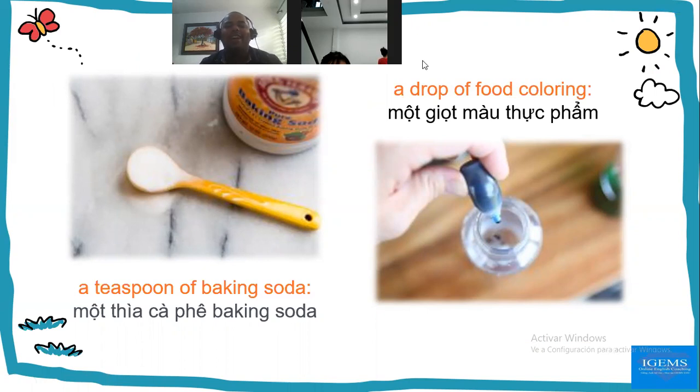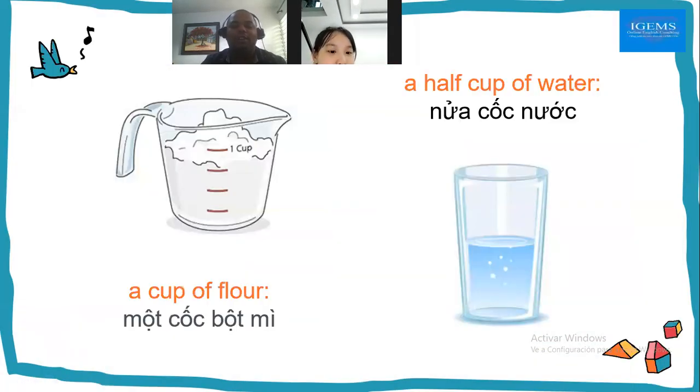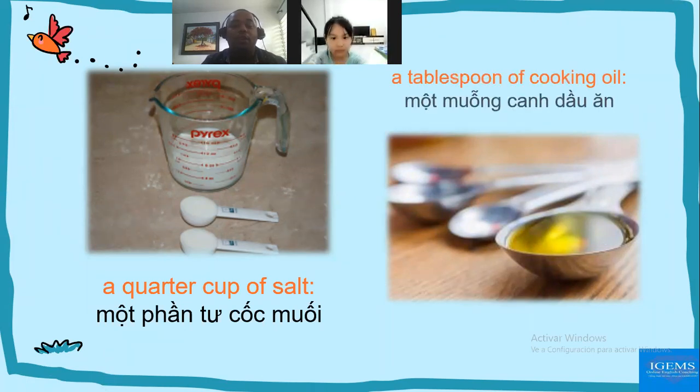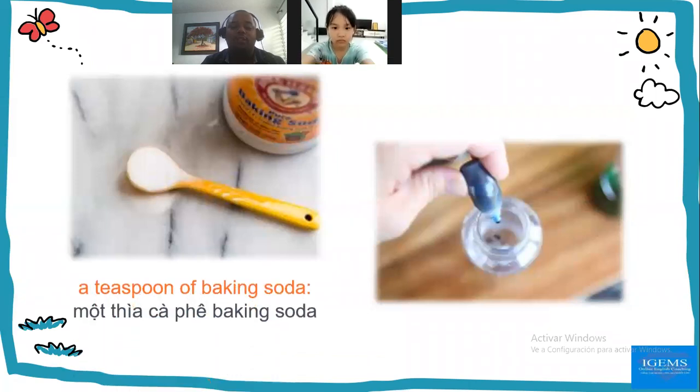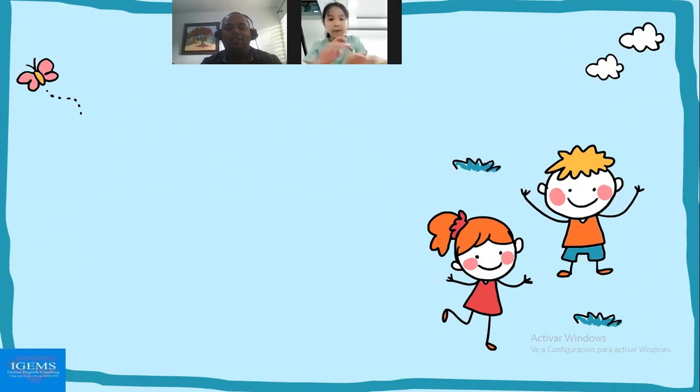It seems that we are going to prepare a cake, a birthday cake, because we already looked at this. Let's just go back. Let me show you. Here we have a cup of flour. We have a cup of water, maybe a cupcake. Here we have a quarter cup of salt. Here we have a tablespoon of cooking oil. And then here we have more ingredients, especially a teaspoon of baking soda, right? And also a drop of food coloring to give color to a cake. Now let's continue.